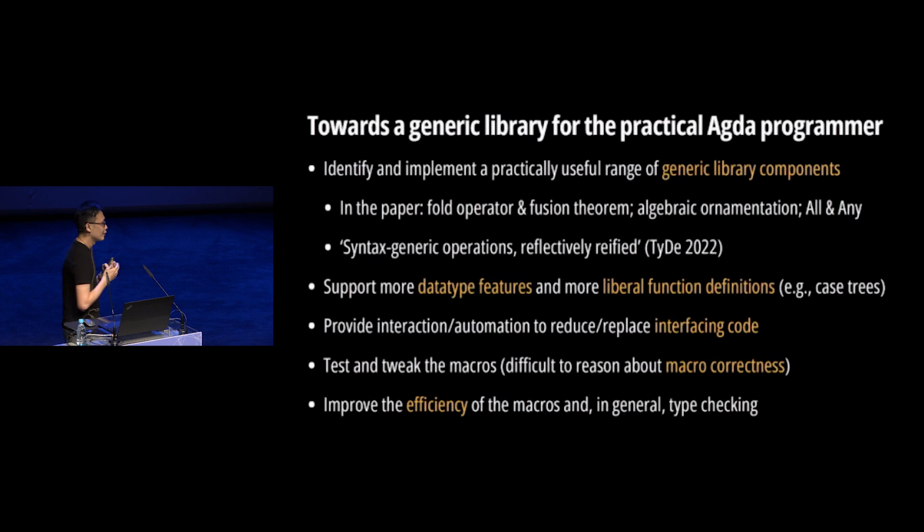But there aren't many, and I think we need many generic constructions to be able to call them a library. So we need more. And also we need to extend and refine our framework. We want to support more forms of data types and functions. We want to reduce the effort of writing the interface code, because that's a lot actually. And also we want to spend more time with the macros, because it's actually difficult to get them right, because we simply don't have a very good way to deal with macro correctness at the moment. And finally, everything is kind of slow right now, so something has to be done.